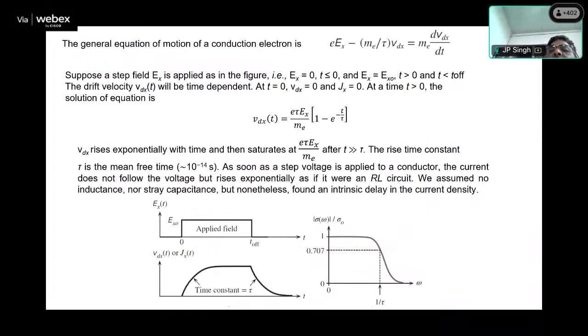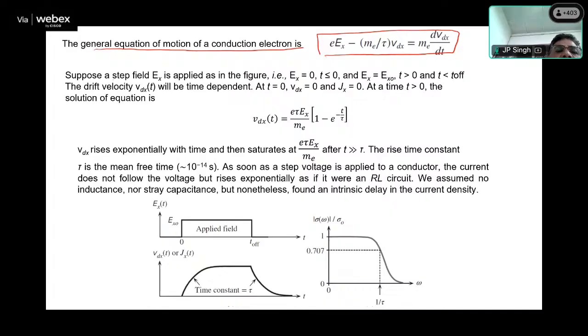Now, if I put that m by tau into that equation again, this will give me a general equation of motion of the conduction electron. So this is my general equation of motion for the conduction electron in a solid. E_x is constant, we assume.